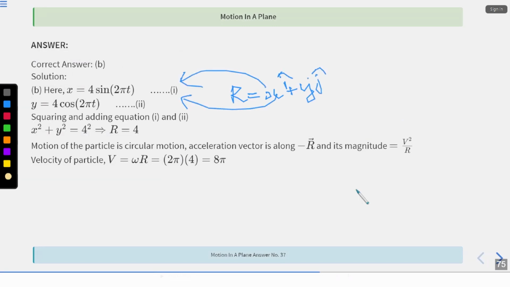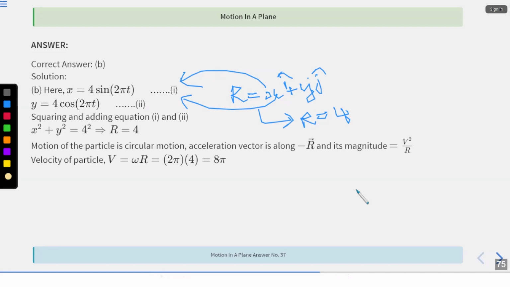Okay. So squaring and adding the equation, you'll get x square plus y square is equal to 4 square. So that means that I can tell that my r is equal to 4. Yes or no? We can tell that, right? Because r is equal to nothing but x plus y. So therefore, r is equal to 4. You got that. Motion of the particle is in circular motion because the equation you got is x square plus y square is equal to 4 square, and this is the equation of a circle.